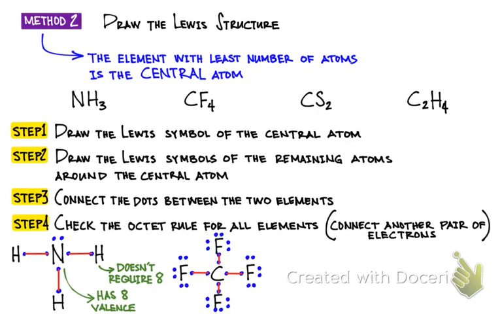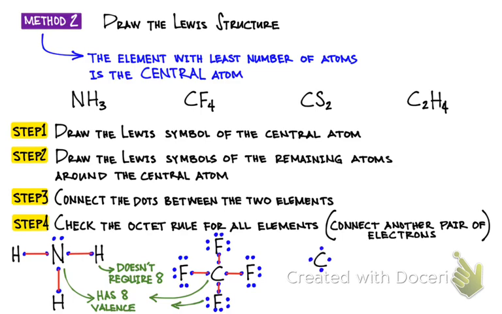And here you can see that carbon has a total of 8 valence electrons, and each of the fluorine atoms also contain a total of 8 valence electrons. So they all follow the octet rule. So this is the Lewis dot structure for carbon tetrafluoride.